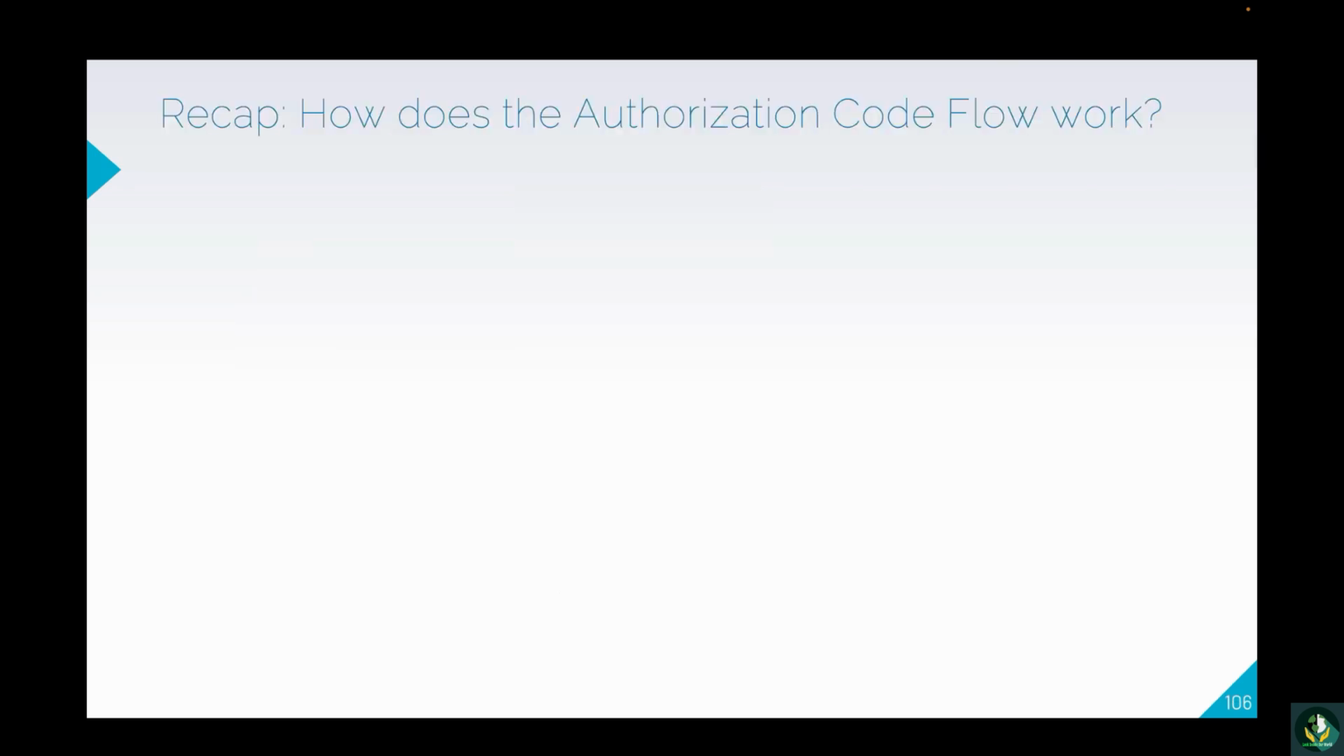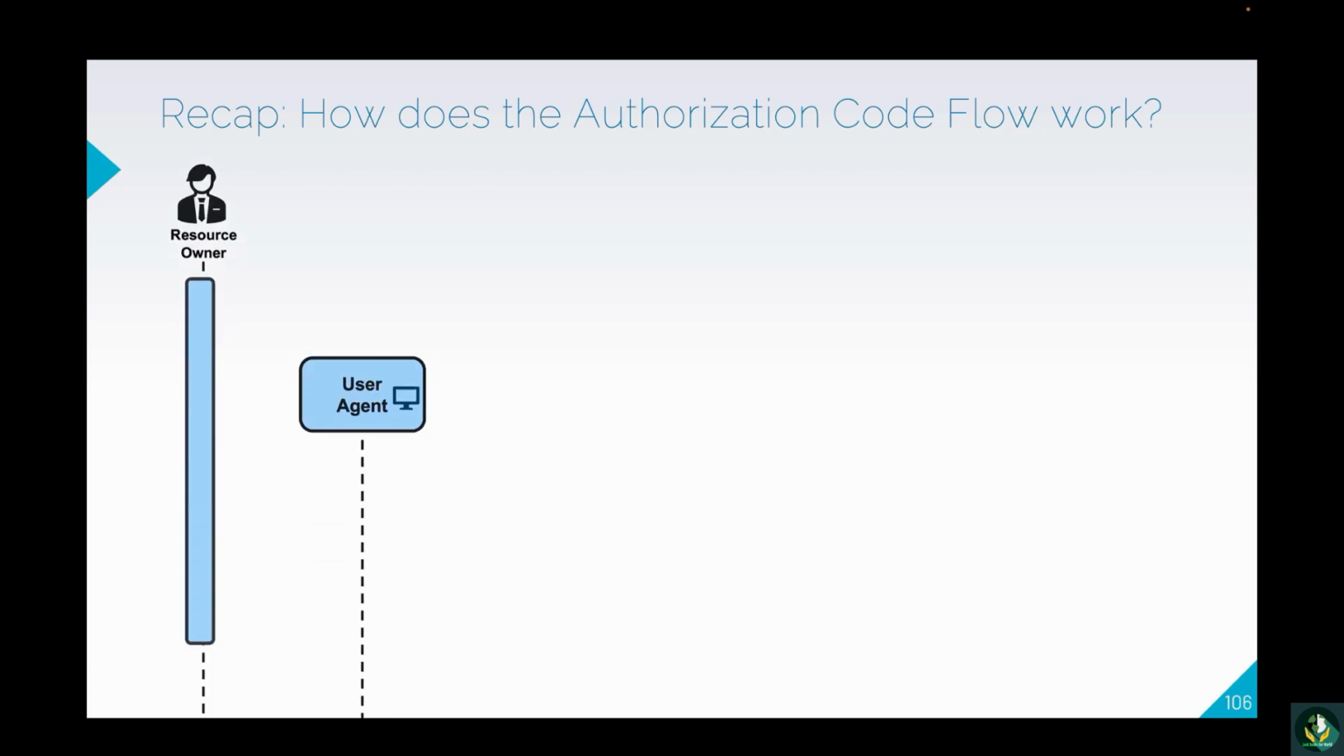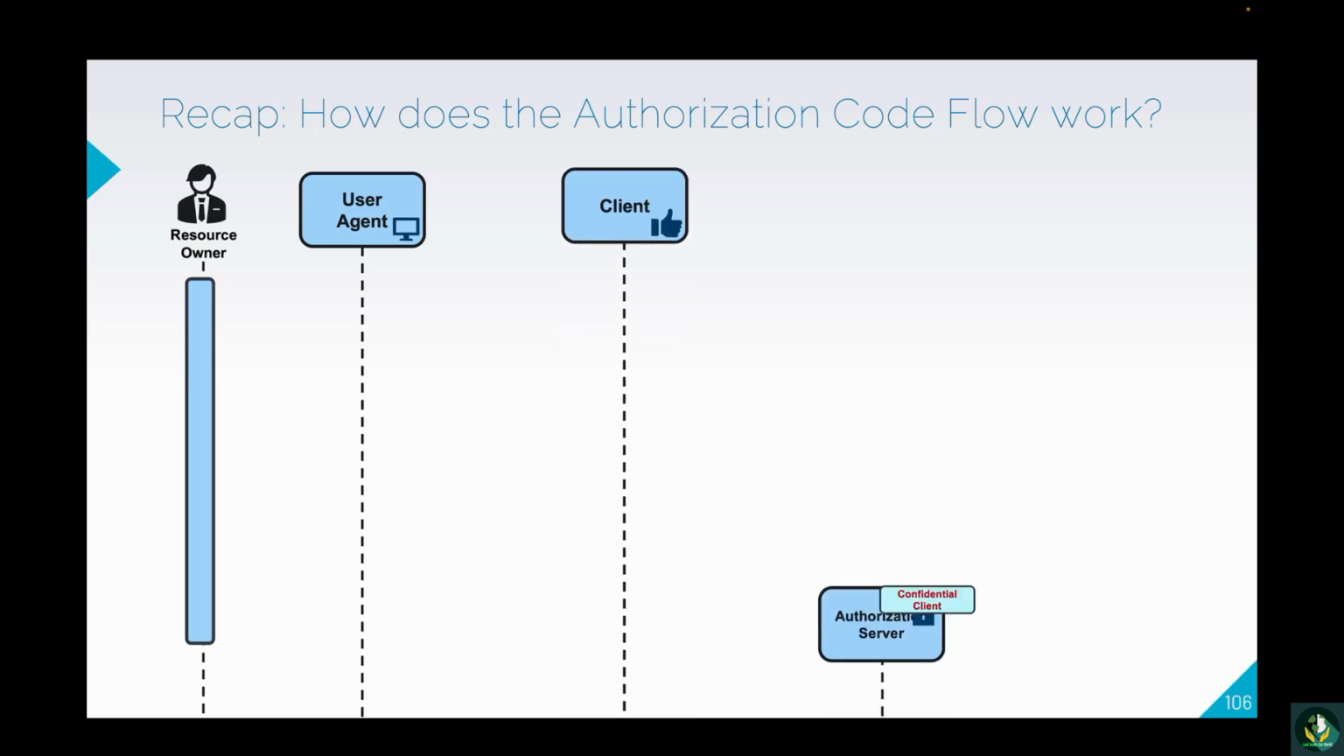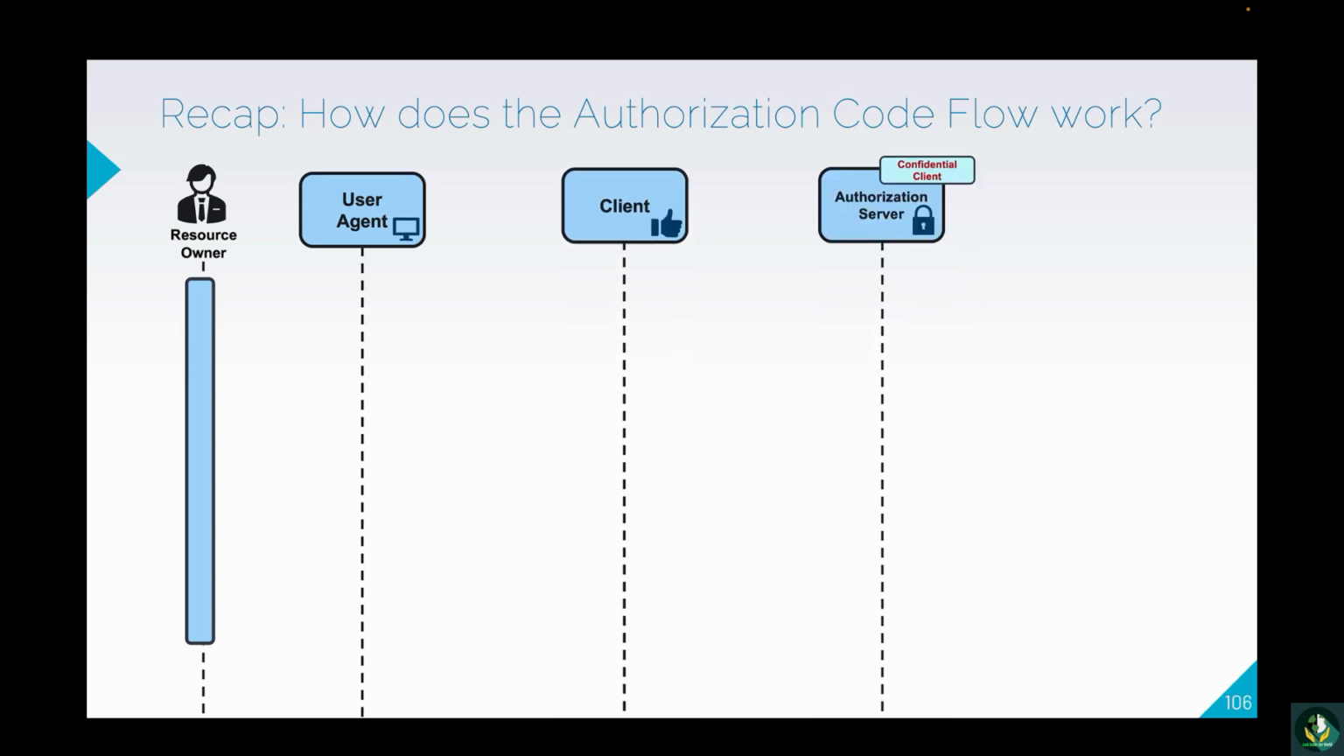Now let's recap everything by walking through the sequence diagram of the authorization code flow. We have the same key players: the resource owner, the user agent, the client application itself, the authorization server where the client is registered as a confidential client, and the resource server.